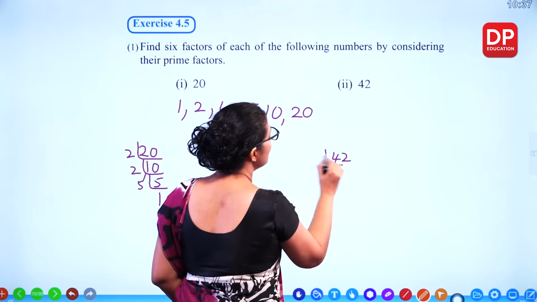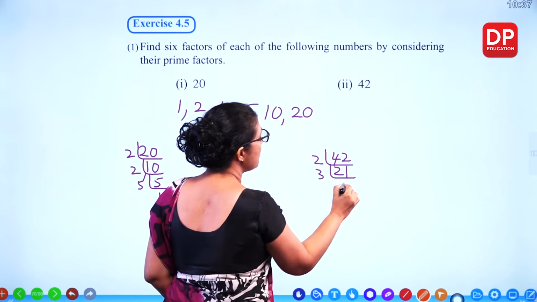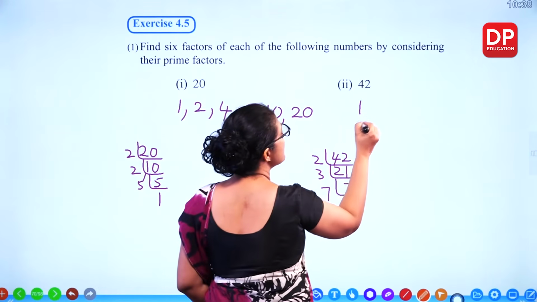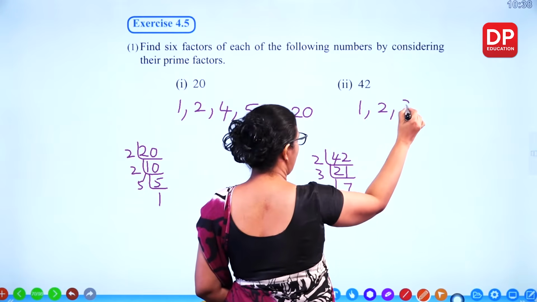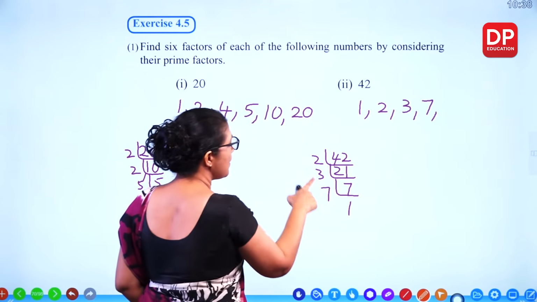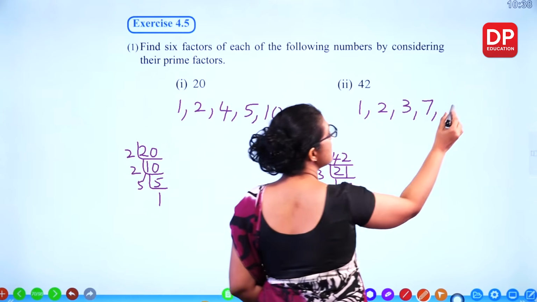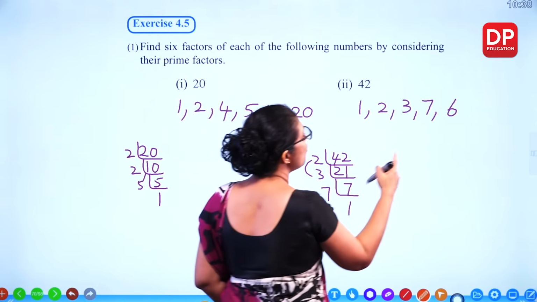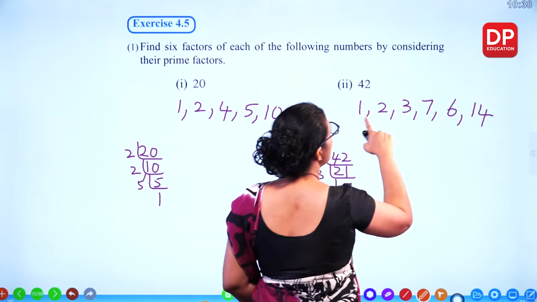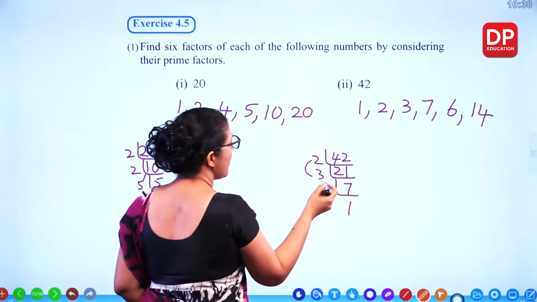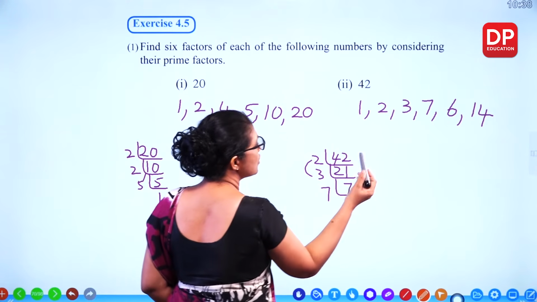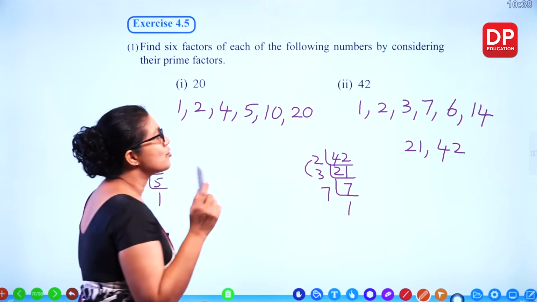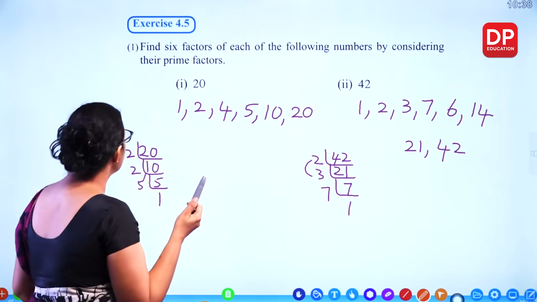42, you can divide by 2, divide by 3 and 7. So 1 is a factor, 2, 3, 7. And then you can multiply, 6 is also a factor. And 2 times 7, 14 is a factor. 1, 2, 3, 4, 5, 6. You can write more, 21, 42, any number. There you are only asked to write 6 factors.